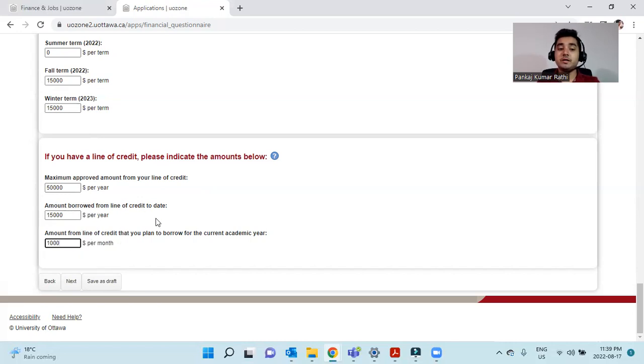But this would be 15,000 as the amount borrowed till now, because currently you have paid only your fall term fees. So it will be 15,000 for the year. If you have paid fall and winter, mention 15 plus 15. For example, if your 2-term fees is 15 and 15, you mention it as $30,000.